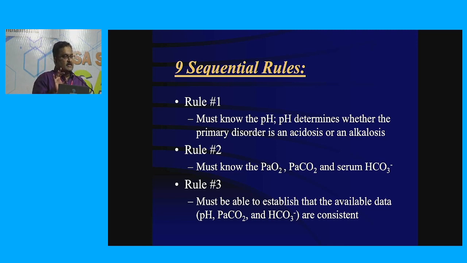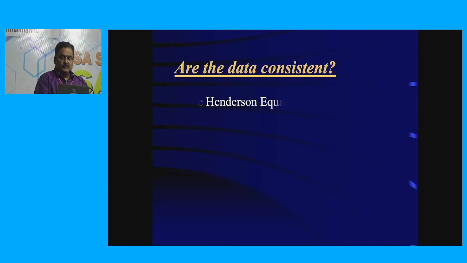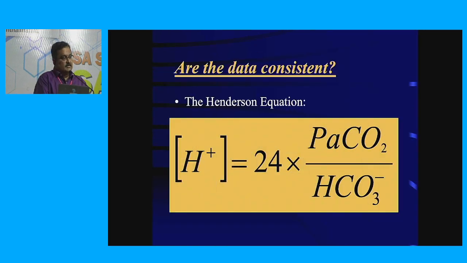So, Henderson equation is nothing but bicarbonate ion concentration into hydrogen ion concentration divided by PaCO2 will always give you a constant of 24. So, this is that equation. If you multiply the bicarbonate ion with the concentration of the hydrogen ion and you divide it by PaCO2, you will always get a constant value, that is 24. So, this is to check whether the data that you get are consistent.